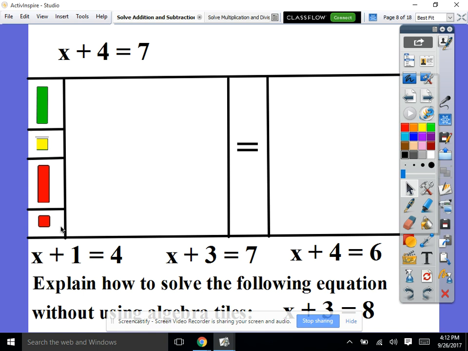So to model X plus 4 equals 7, and this is not on your notes, so you can just follow along. This is X, then I would need to add 4 ones, so that says X plus 4. And then on the other side of the equation, I would have 7. This takes a while. Apologize. Whoops, missed it.